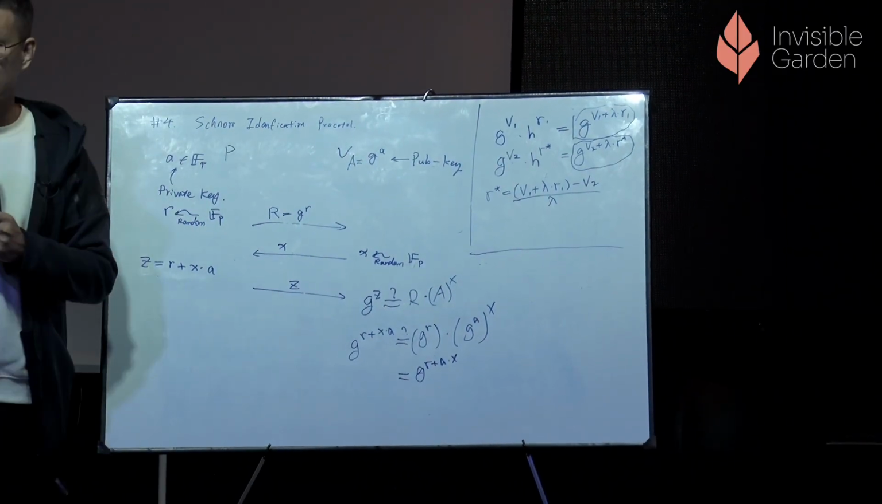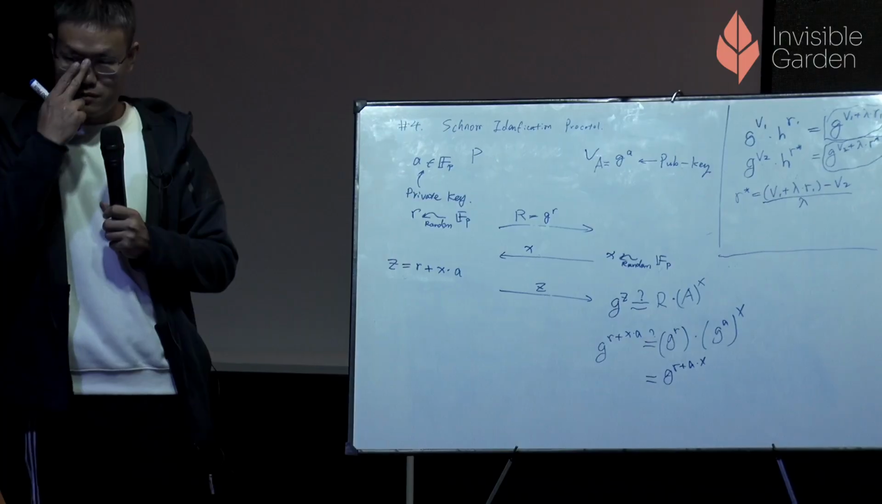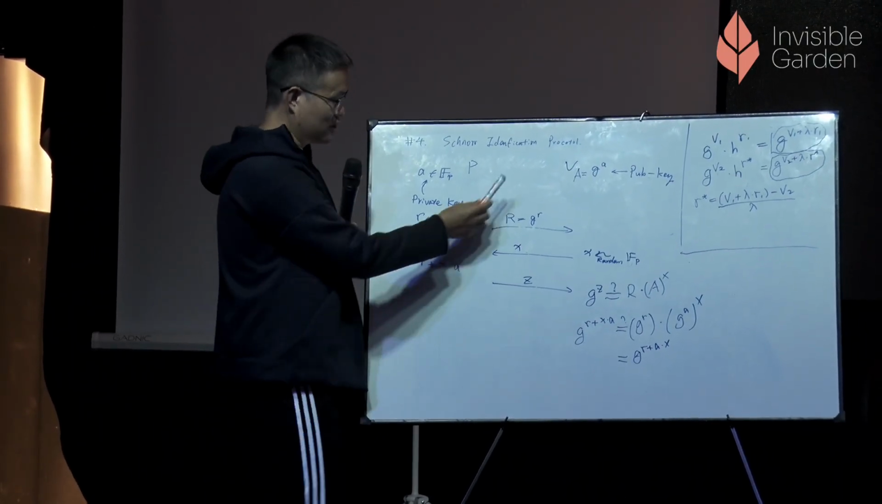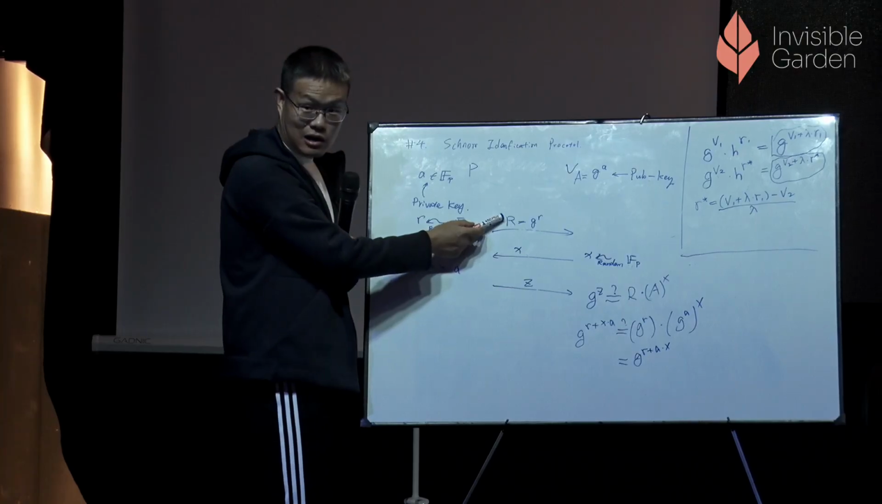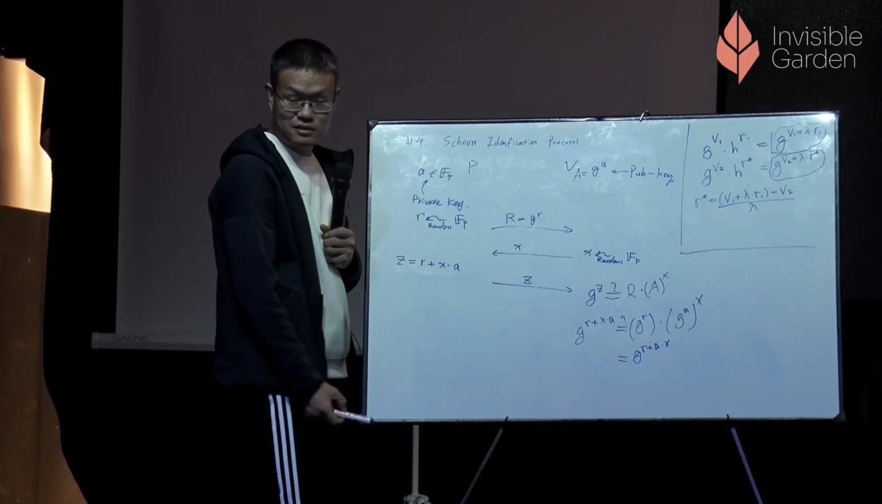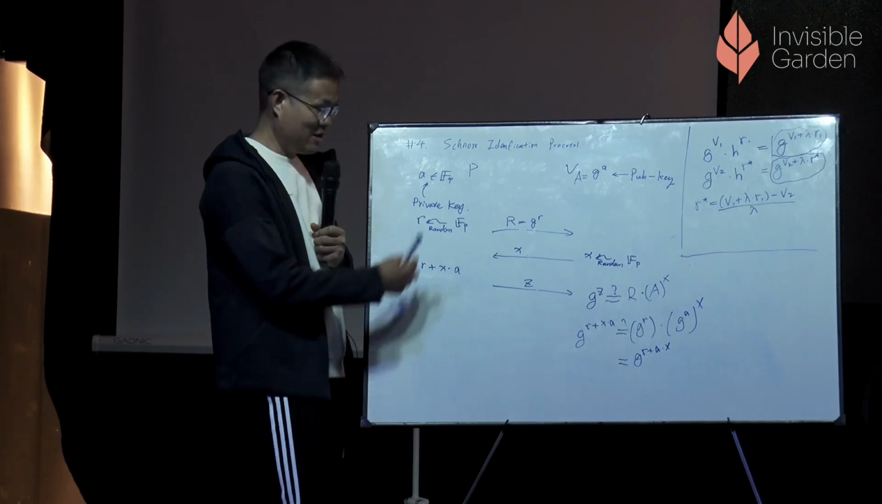Sorry, the prover is giving the verifier what? Z and alpha? The prover gives the verifier the capital R and Z. Yeah, capital R and Z, yes.